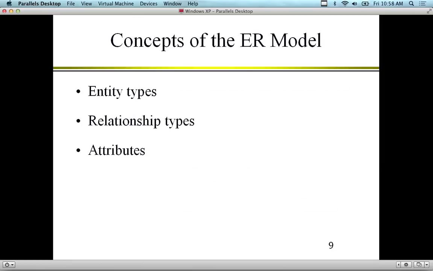So let's take a look at the nitty-gritty details of what's called the entity relationship. So it's an ER, stands for entity relationship. Some people call it an ERD for diagram. We only have 3 components: entity types, relationship types, and attributes.